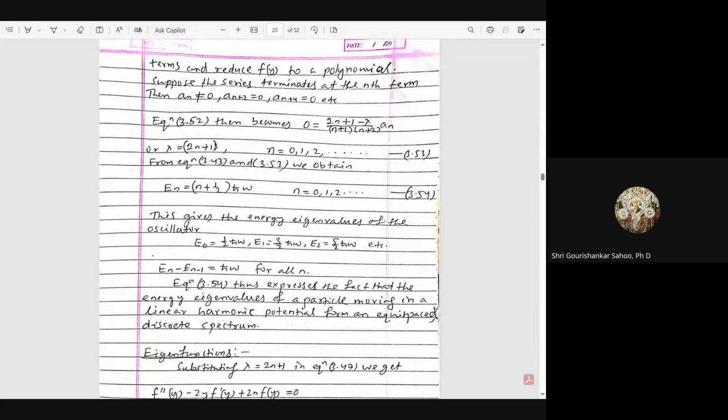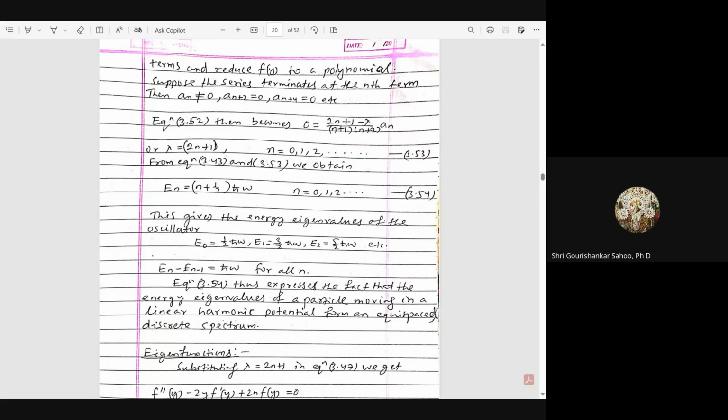So there are two things. The energy eigenvalues are equispaced, they are the same. En plus 1 minus En is equal to h cross omega. So the energy spectrum is a discrete spectrum and it is equispaced. The difference is the same, that is h cross omega.